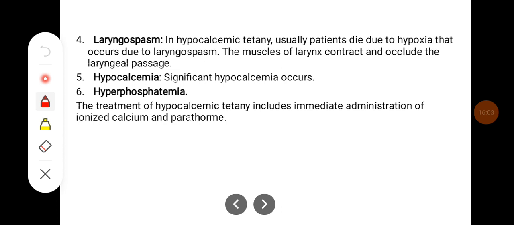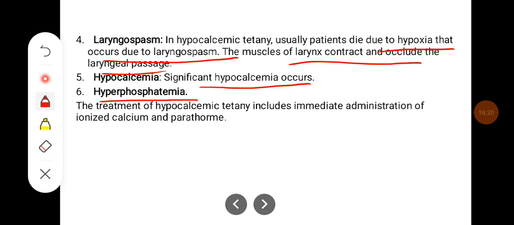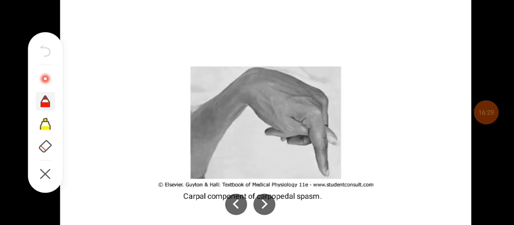So, laryngospasm can occur in hypocalcemic tetany. Usually, patients die due to the hypoxia that occurs because of the laryngospasm. The muscles of the larynx contract and occlude the laryngeal passage. Hypocalcemia is significantly seen, and hyperphosphatemia. The treatment of hypocalcemic tetany includes immediate administration of ionized calcium and parathormone. So this is the diagram showing carpopedal spasm.